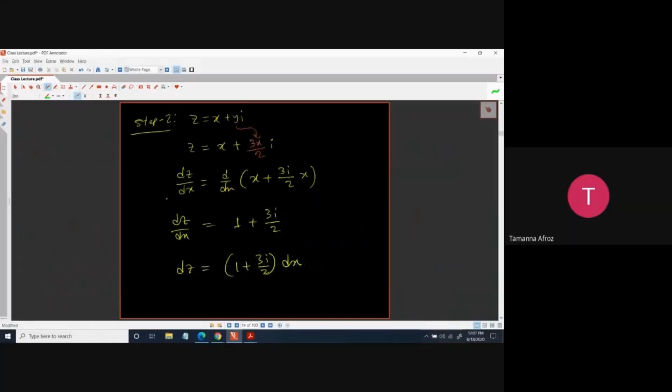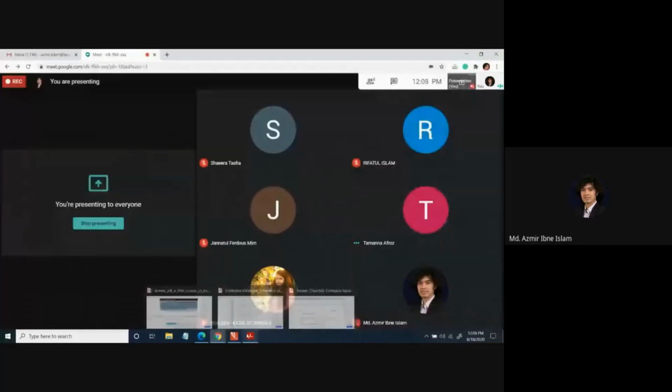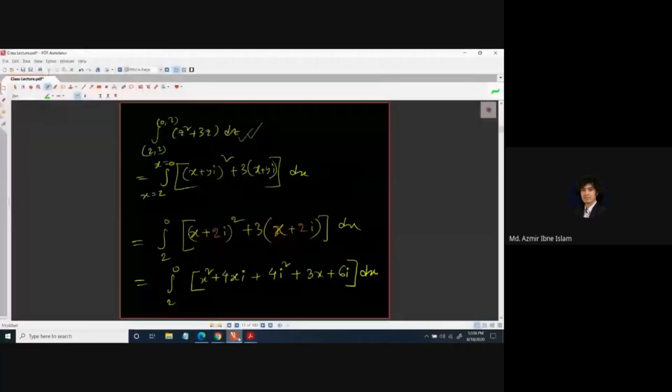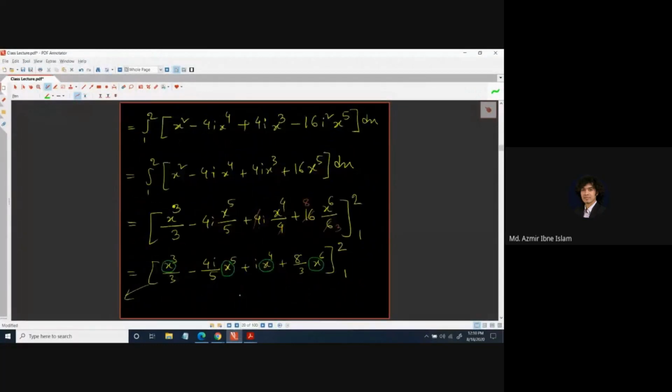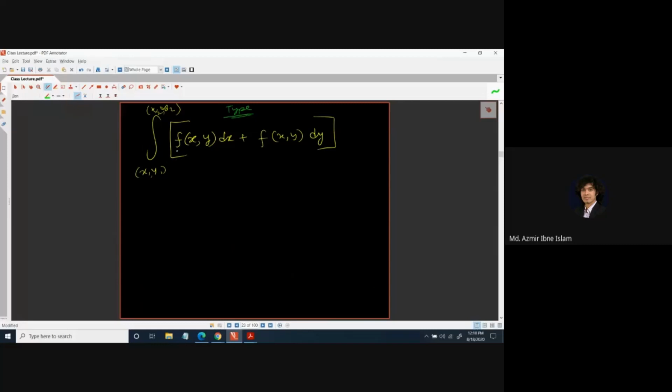So do we have more types? Actually we have several types, but gradually you have to understand all the things. So we have another type, that is integration from x1 y1 to x2 y2 of f of x y dx plus f of x y dy. So your problem will also be in this form, but the solving technique is the same. But there is only one difference. You will understand the difference if we start a problem.